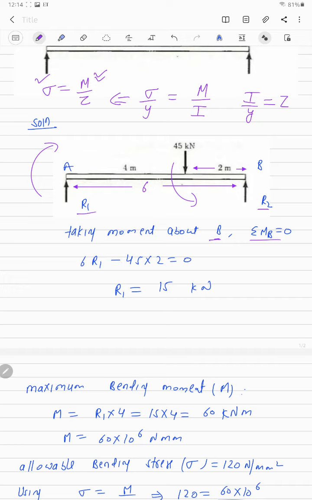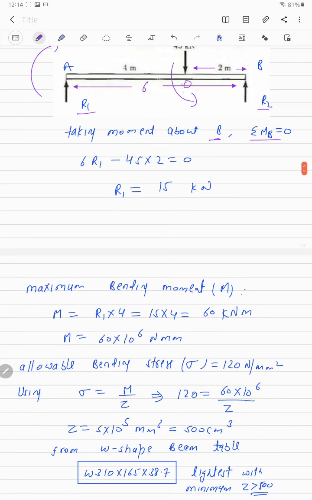We don't need to find R2 because with a point load the maximum bending moment occurs below the point load. So the maximum bending moment will be at point, say, O. How can we find that? The bending moment about O will be R1 into 4. R1 we have already found, so it will be 60 kilonewton meter.